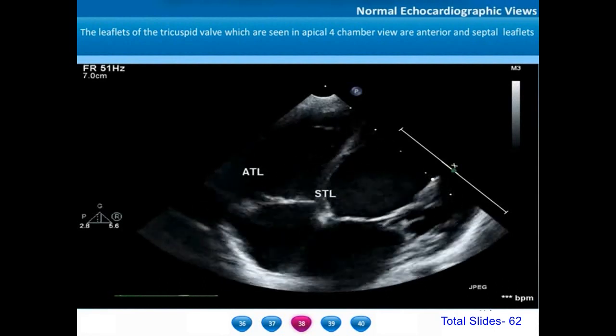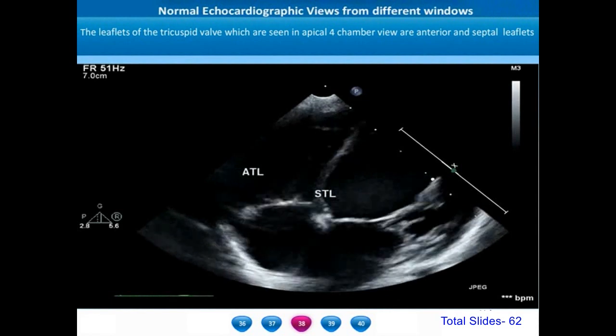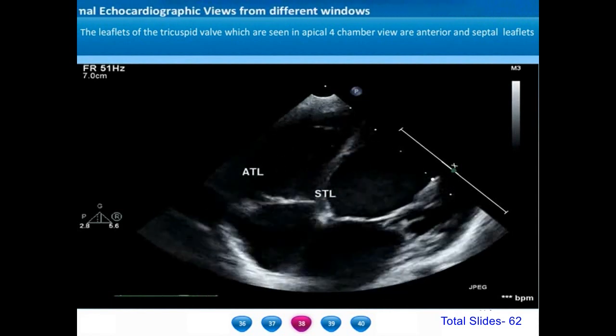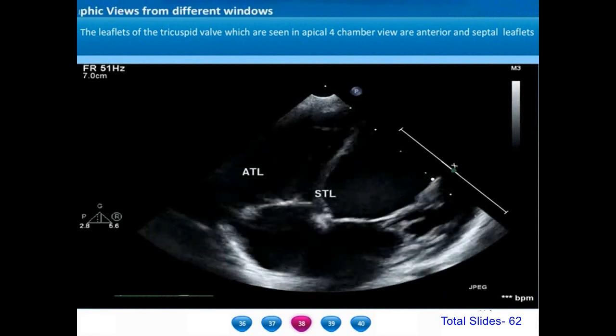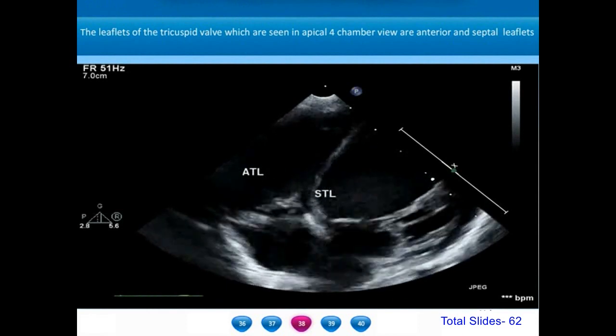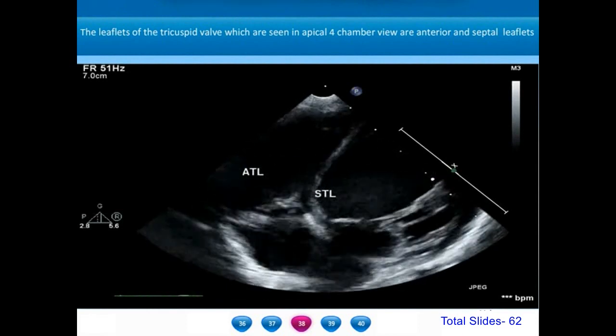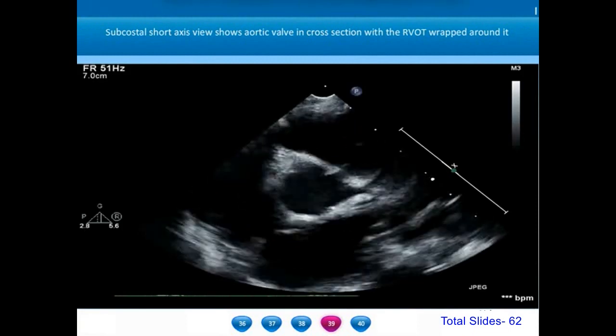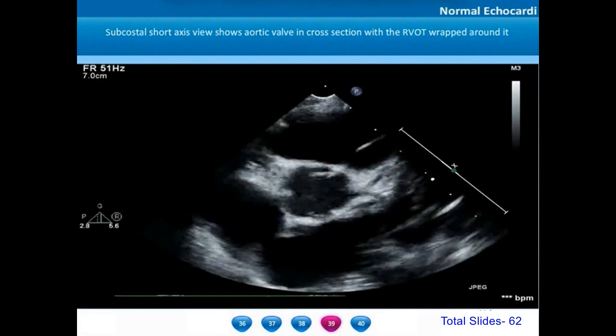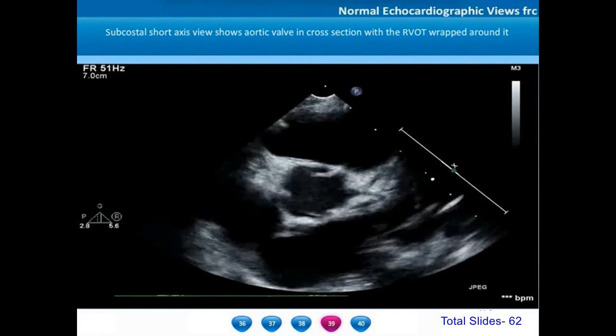To visualize the other tricuspid leaflet, namely the septal tricuspid leaflet, we go back to the apical view. On apical 4-chamber view, we visualize the anterior tricuspid leaflet and the septal tricuspid leaflet. After the parasternal long axis view, we move on to the parasternal short axis view.